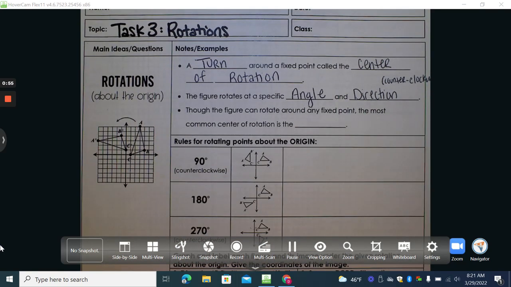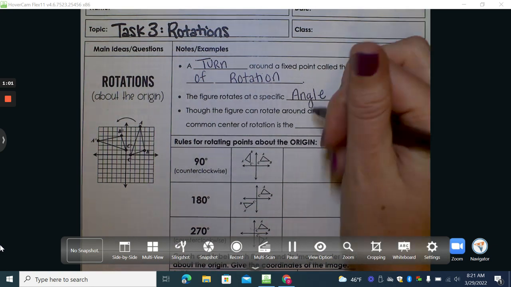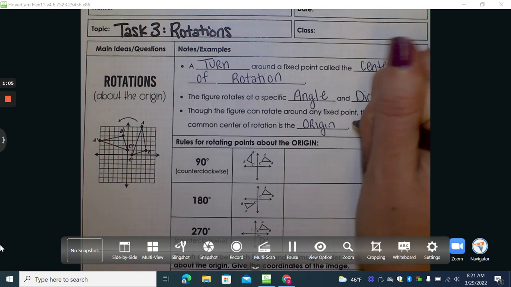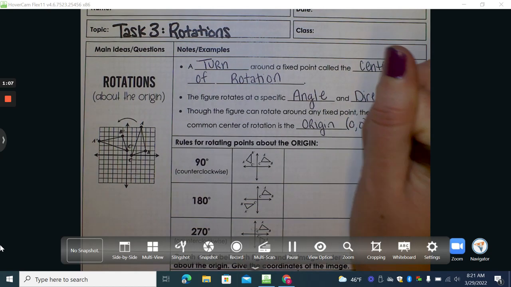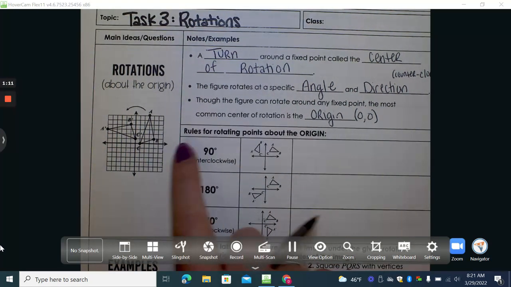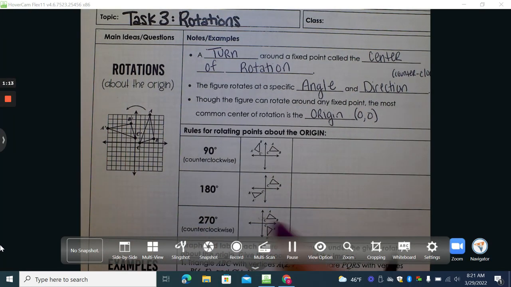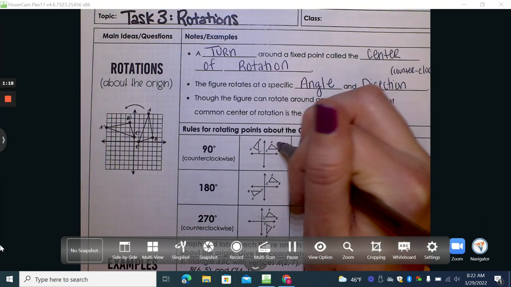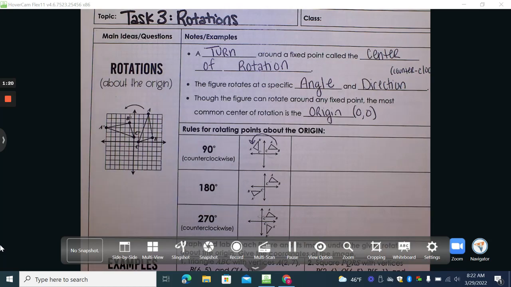And so the figure can rotate around any fixed point. The most common center of rotation is the origin, that point (0, 0). And that's really all we're going to use today, rotating around that origin counterclockwise. So a 90-degree rotation would be going from quadrant 1 into quadrant 2 over here.